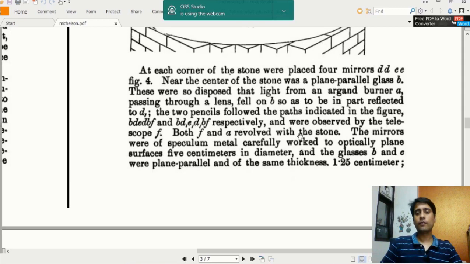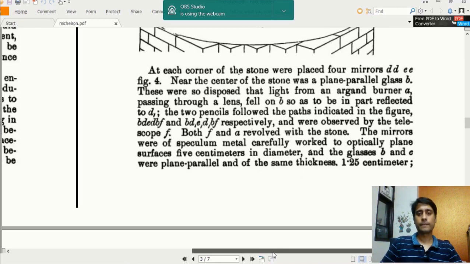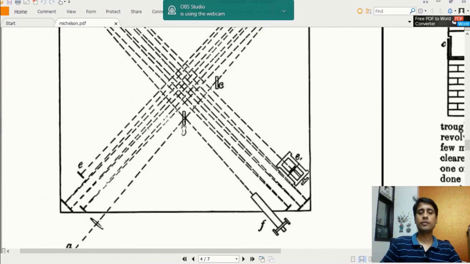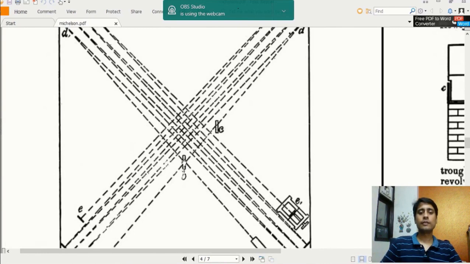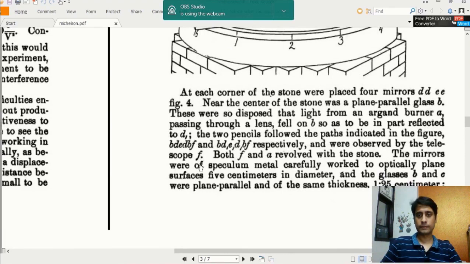So let's see what has been said. The light entering at this point is the beam of light, and after passing this glass slab and reflecting from this glass slab, there are two beams. The beam has been split into two parts, and these are referred to as two pencils. They followed the path indicated in the figure. I have already said that this path is reflected back and forth from B to D, then D to E, then B, D, F. This is the back and forth path referred to here.